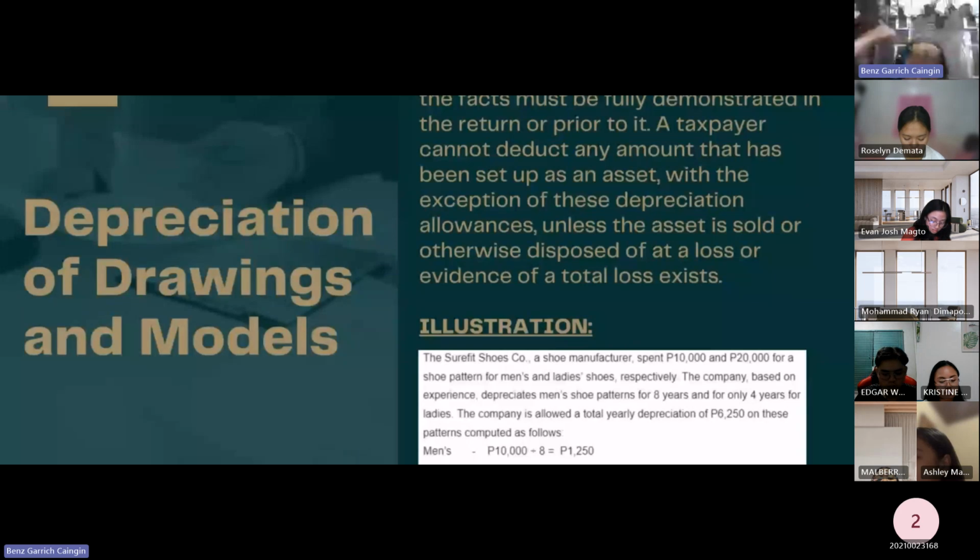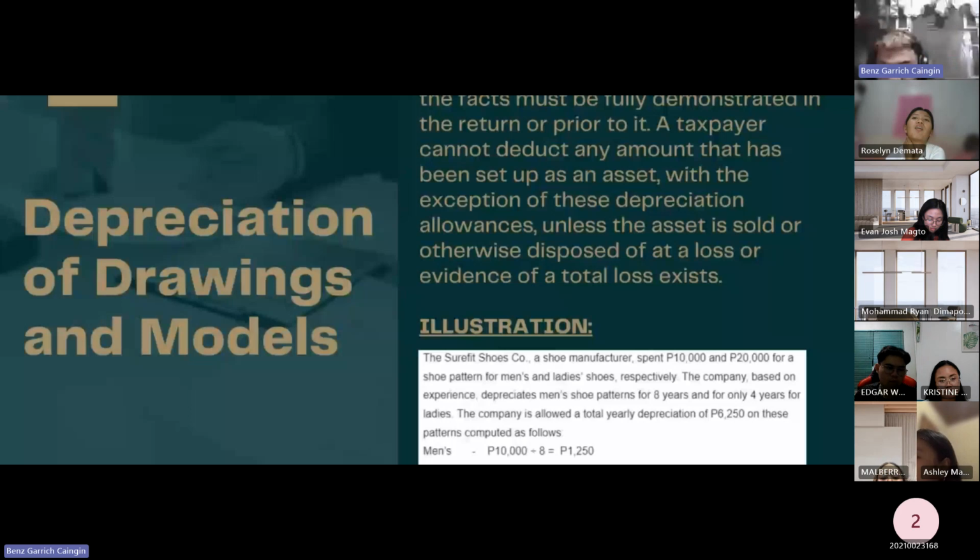Here's another illustration by De Leon. The SureFit Shoes Corporation spent 10,000 pesos and 20,000 pesos for a shoe pattern for both men's and ladies' shoes, respectively. The company, based on experience, depreciates men's shoe patterns for 8 years and only 4 years for the ladies. The company is allowed a total yearly depreciation of 6,250 on these patterns, computed as follows.